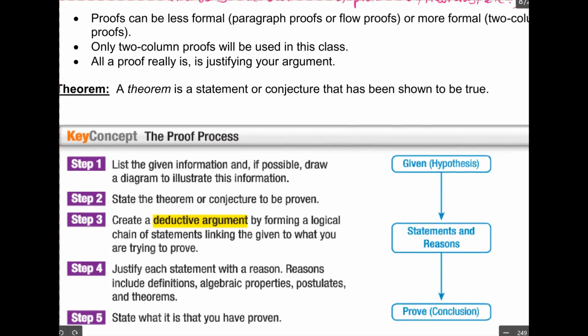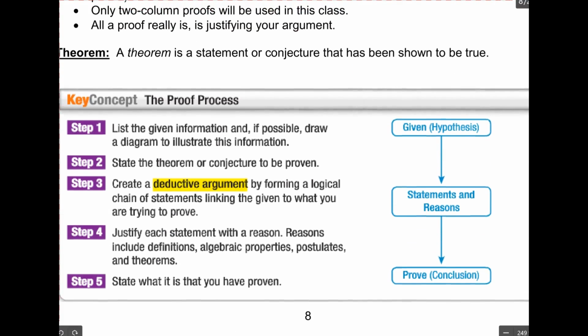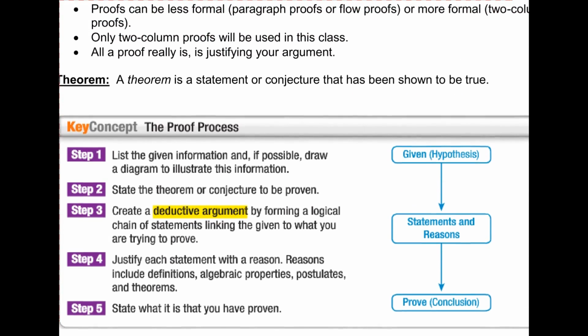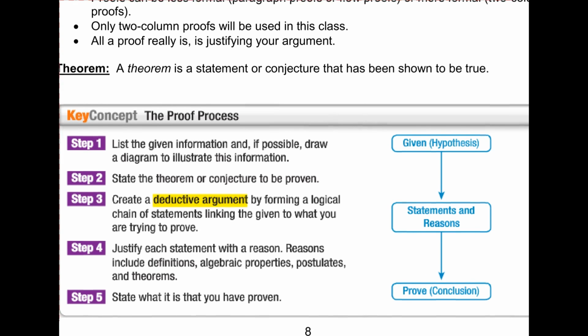Write everything. All right. So a theorem is a statement or a conjecture that has been shown to be true. So a postulate is understood, we accept it as true. A theorem has been proven. A theorem is like, we know.